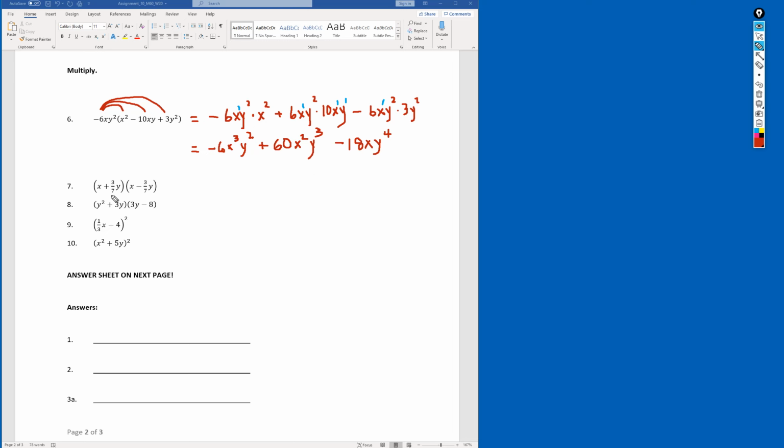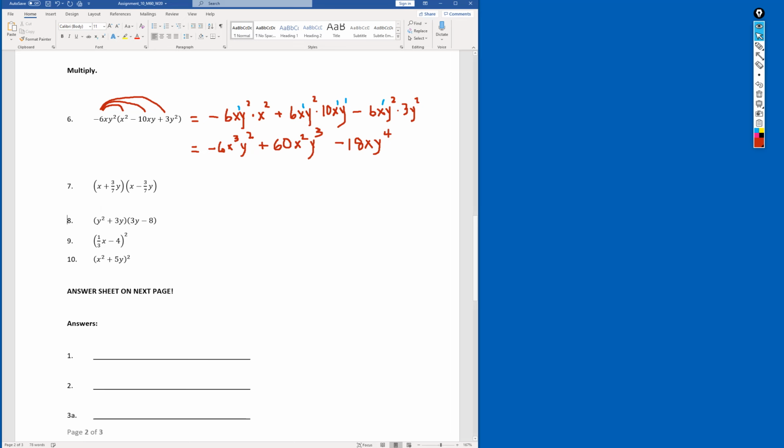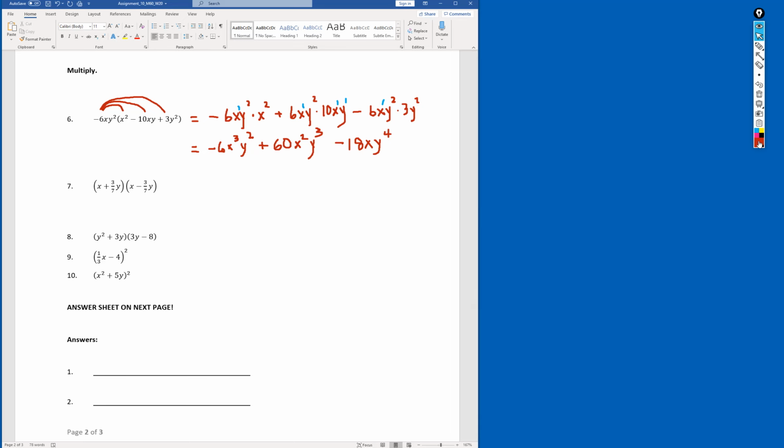All right, let me move on to number 7. So this is one where we need to FOIL it. Remember first, outer, inner, last. So here's the first, outer, inner, and last.